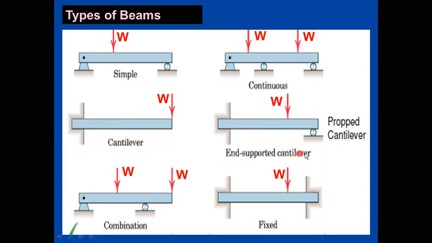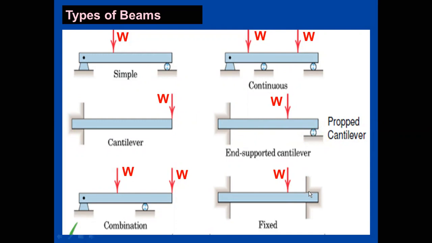End supported cantilever beam, also called a propped cantilever, means that the other free end has been rested over a support. It might be a roller support or a hinge support. That particular type of beam is called a propped cantilever. In a propped cantilever, one end is fixed and the other, free end is rested over a roller support or a hinged support.